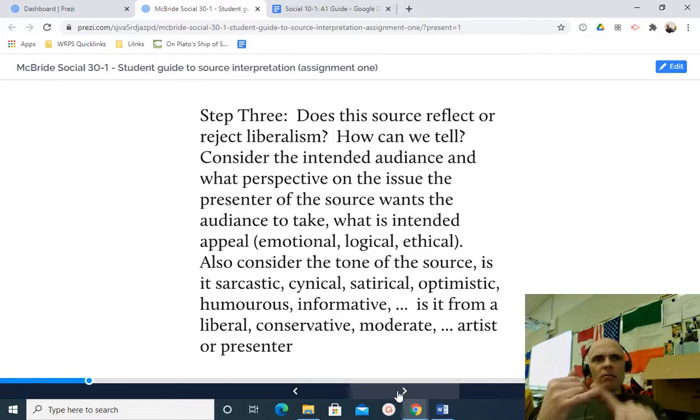Are they making an emotional, logical, and ethical, a sarcastic, a cynical, a satirical, an optimistic, a humorous, informative, liberal, conservative, moderate, artistic? What kind of presentation is being made, and why are they presenting it in that format? So before your students can identify what a satirical presentation or a cynical presentation or a sarcastic presentation or an appeal to ethics or an appeal to emotion is, you need to demonstrate that in class.